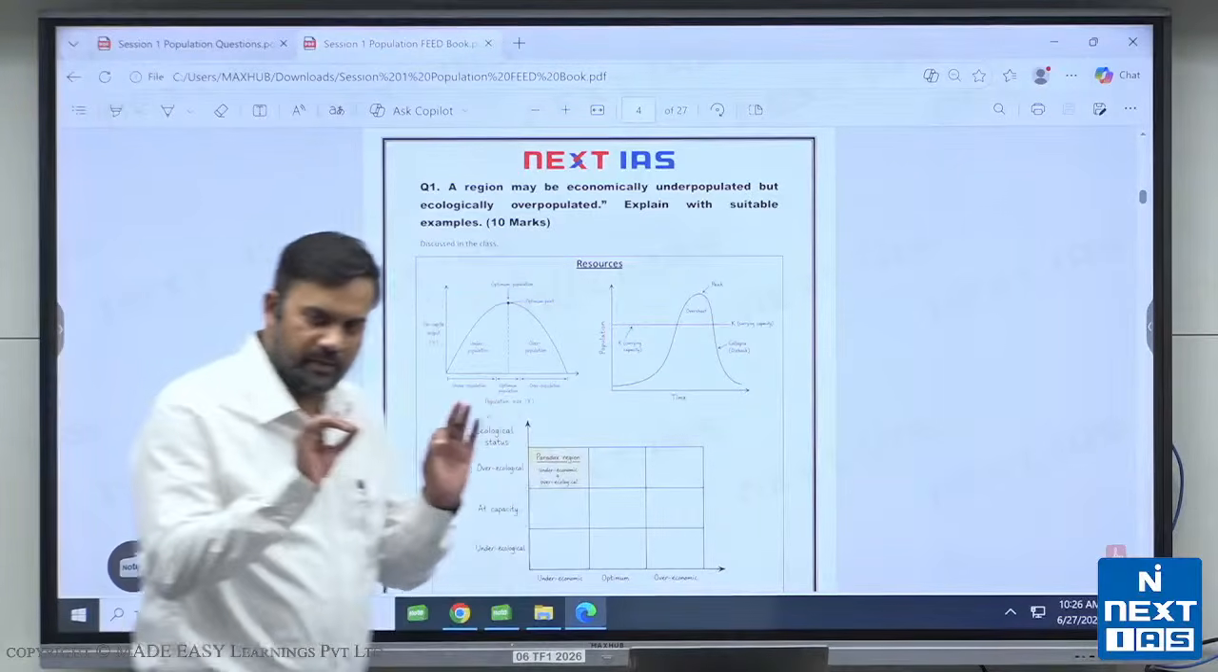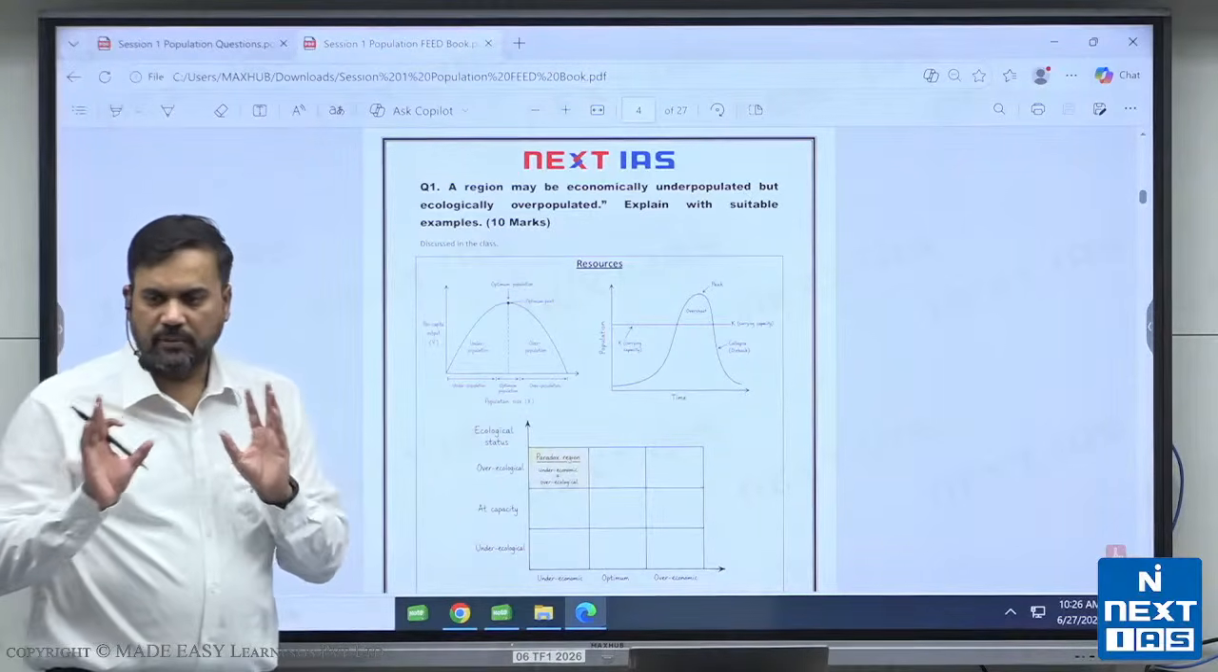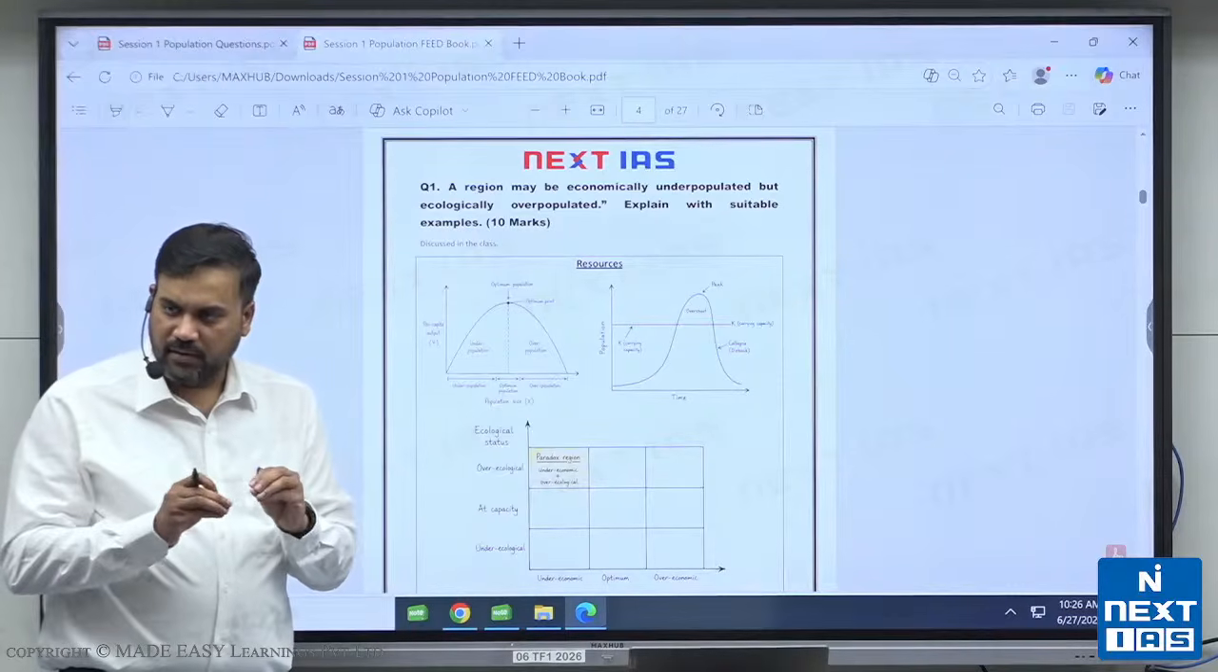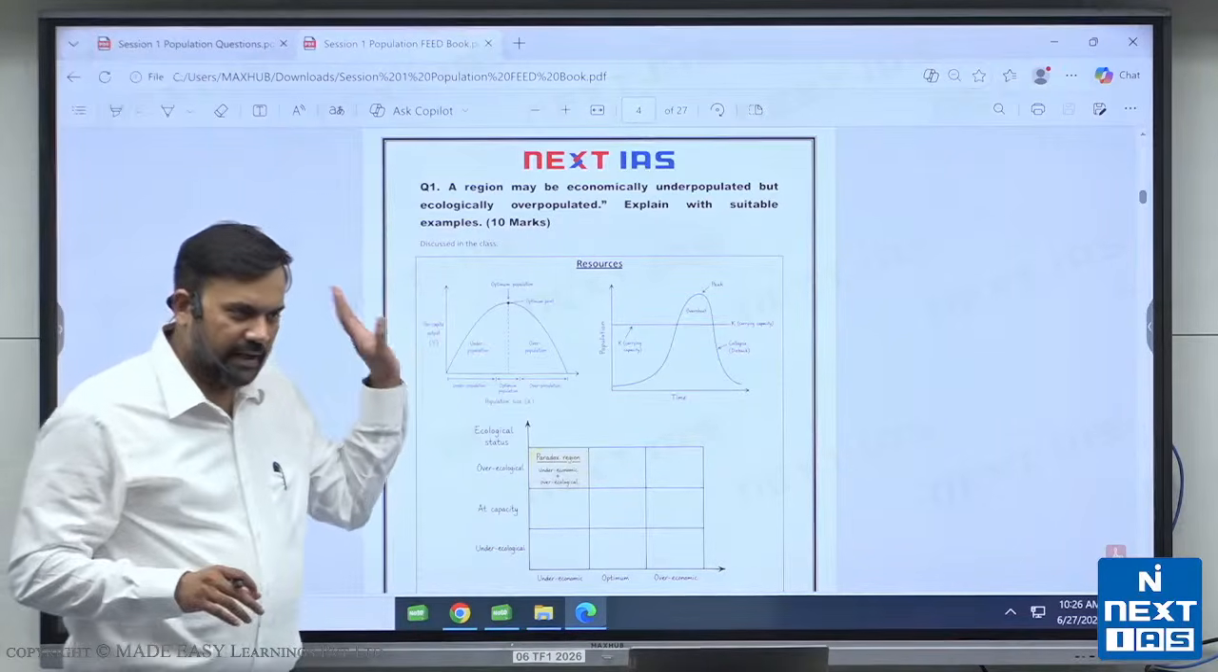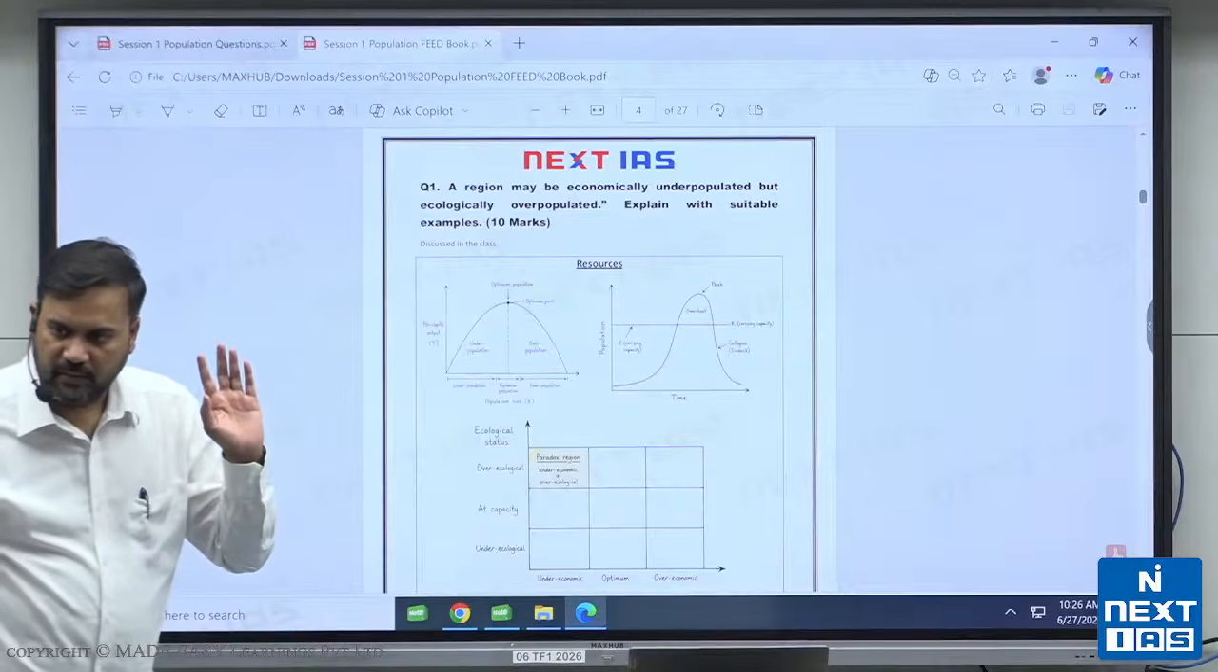Feed book, उसका नाम feed book हमने इसीलिए रखा था कि facts, examples, illustrations, diagrams, etc. That is why it was named feed book.